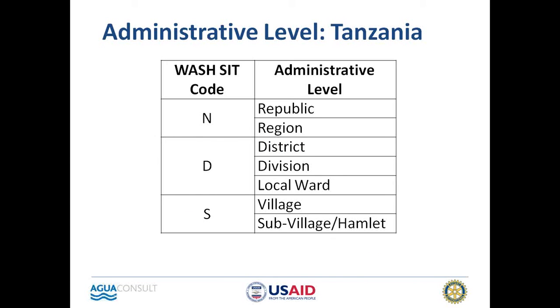The fourth component of the reference code refers to the administrative level. If we just take an example of a country where we're currently applying the Sustainability Index tool, Tanzania, we have the WASH Sustainability Index code for the administrative level of N for national, D for district, and S for service. And these would correspond to the administrative levels in the country of Tanzania as shown here.